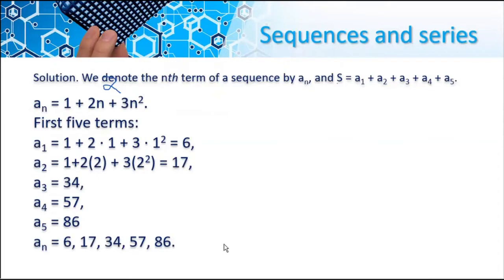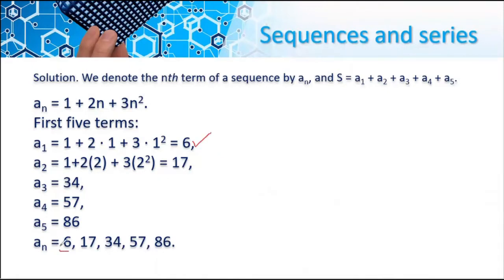Yes, ang kanyang first term hanggang first 5 terms ay makikita natin. So, ang A sub 1 natin ay using the sequence form. So, 1 plus 2n. So, that's 1 plus 2 times 1 plus 3 times 1 squared. So, meron tayong 6. Okay, check tayo dun sa 6 na. Yun yung ating first term.